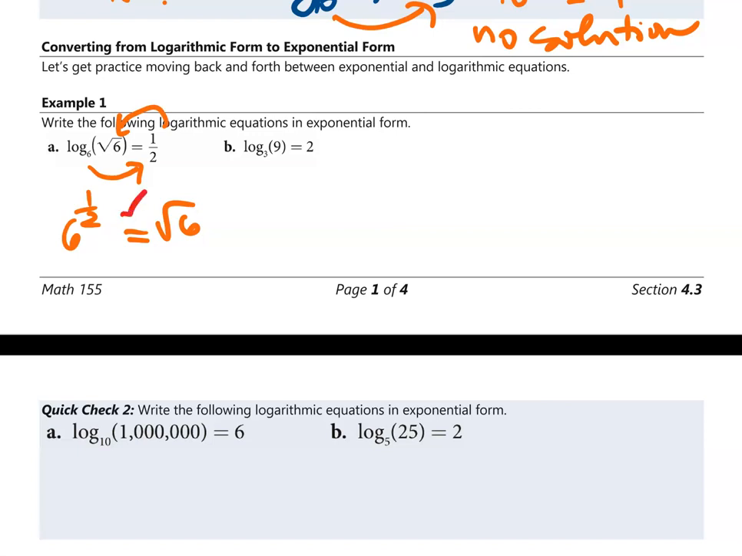Letter B. Log base 3 of 9 equals 2. 3 squared, is that equal to 9? Yes, 3 times 3 is equal to 9.